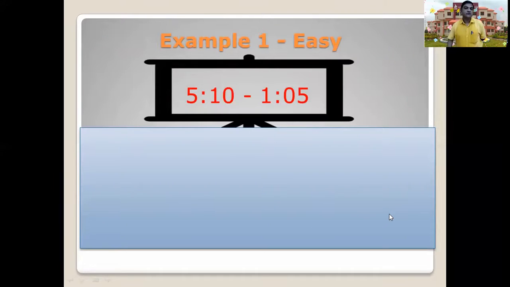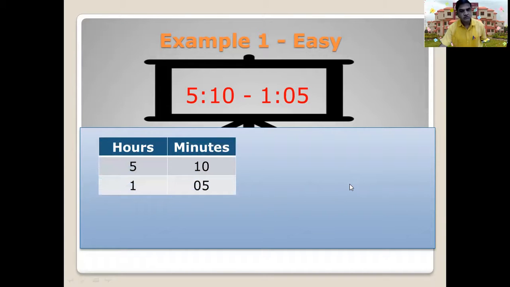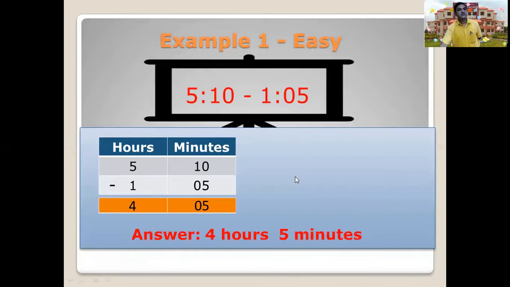Example 1, we have to subtract 1 hour 5 minutes from 5 hours 10 minutes. As we have done in the addition, in the same way, we are writing minutes in a different column and hours in a different column. So, in the minute section, we are having 10 minus 5. So, we are going to subtract 5 minutes from 10 minutes. Definitely, we are getting 5 minutes in the minute section. And we are subtracting 1 hour from 5 hours and we are getting 4 hours in the hour section. So, the answer is 4 hours, 5 minutes.